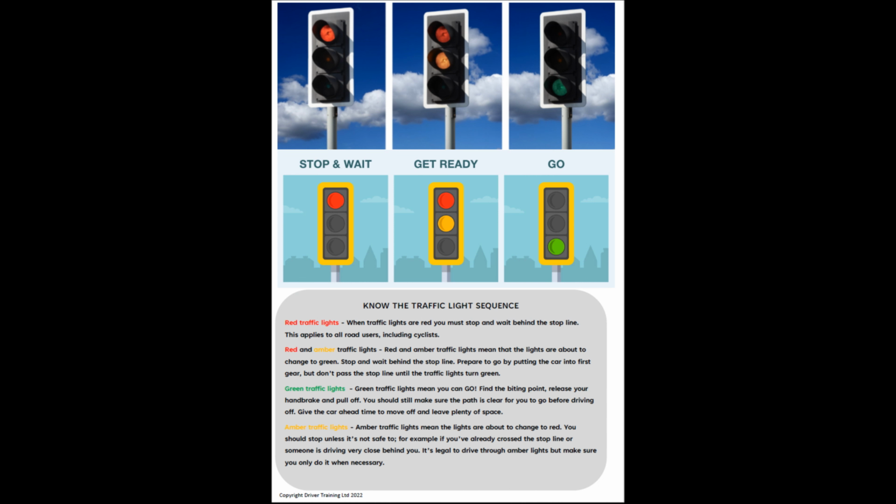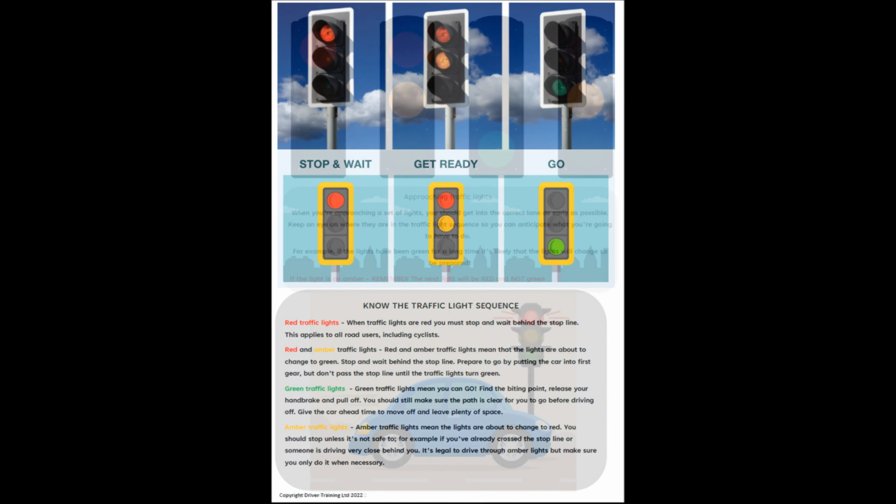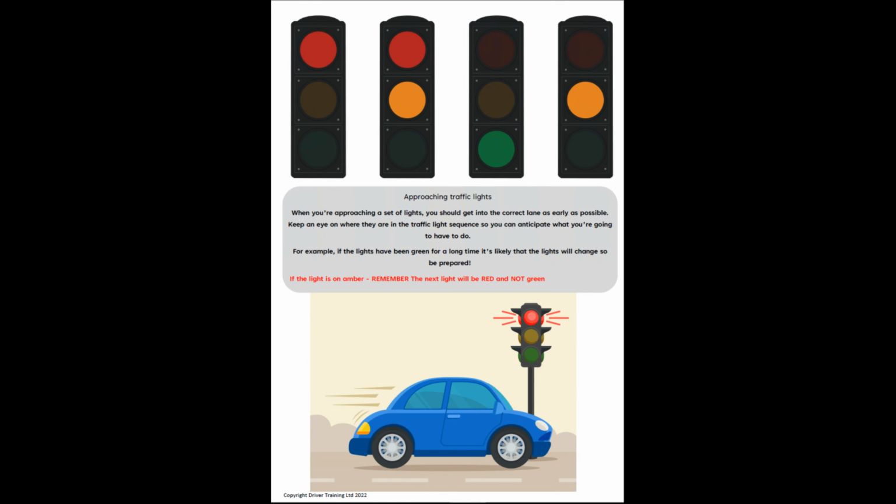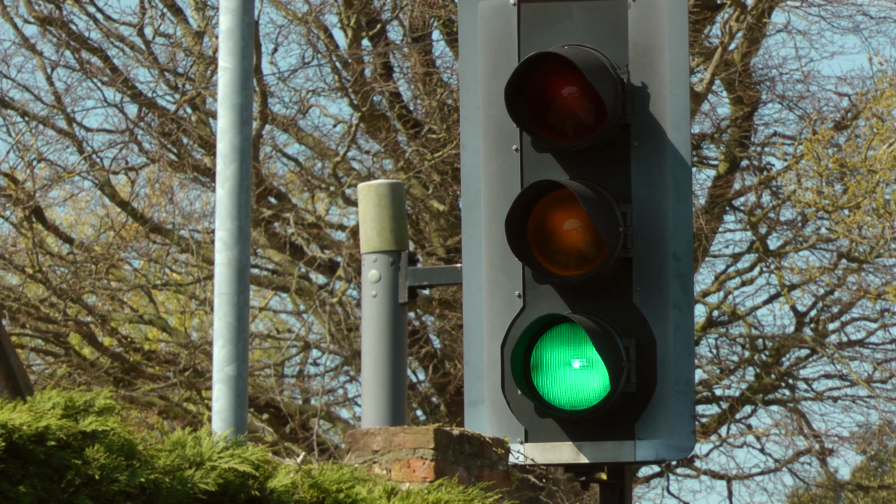If the traffic light is going on to green, the sequence is red, red and amber, and then green. If it's going the other way, then it becomes green, single amber, then red. You need to know this because if you come round the corner and see just an amber light, you know it's going to red. So red, red and amber is always followed by green.